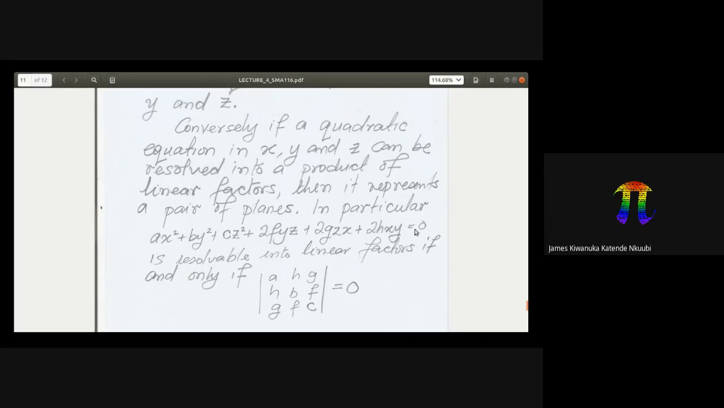Now, what you will notice here is that the constant term is missing. So what we are looking at are planes through the origin, because the constant term is missing on this side. So this second part is simply considering equations that go through the origin. So anytime you want to check that such an equation represents two planes, you just need to check that this determinant is equal to 0.